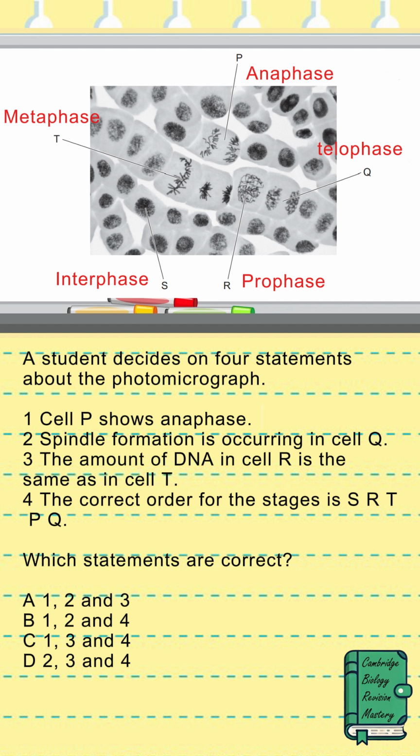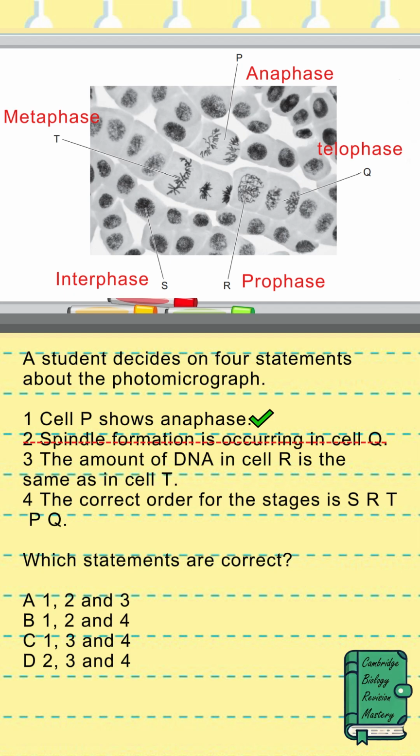2. Spindle formation is occurring in cell Q. No, this cell is in telophase. The spindles have already formed and pulled all of the chromosomes to either end. 2 is wrong.